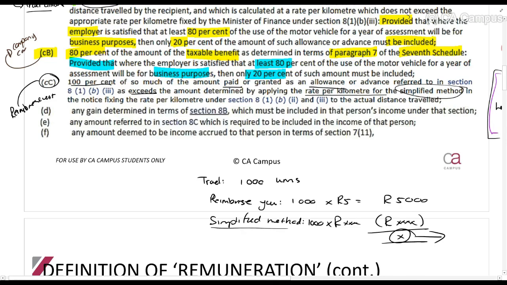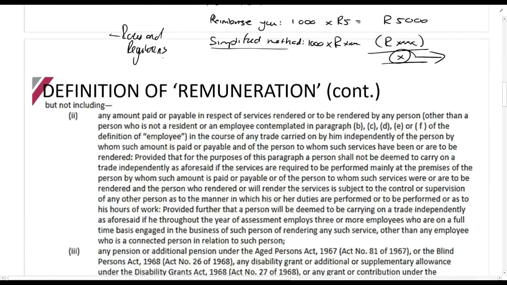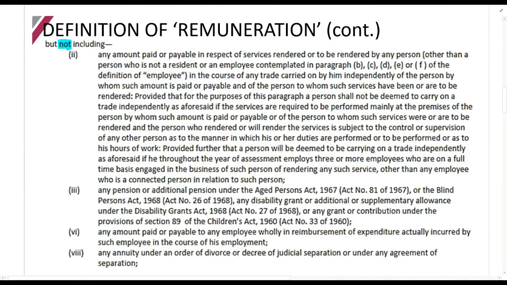Now this simplified method, please also make sure that you refer to your rates and regulations section there for the rate or whichever rate they provide in the exam. Right guys, and then section 8C will also be included. But it does not include any amount paid or payable in respect of services rendered to a person, who, in the course of a trade carried on by him independently of the person by whom such amount is paid or payable.